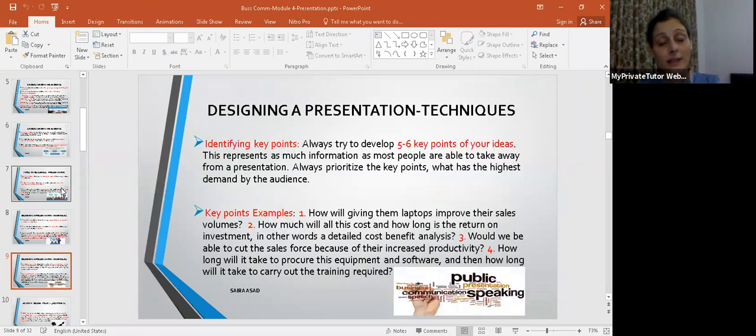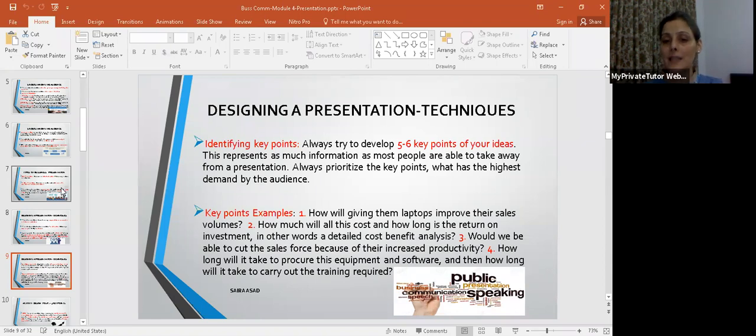Another point, the key points. Always try to develop 5 to 6 key points of your ideas. You should know what the exact key points of your idea are, what the main objectives are, 5 or 6, not many, many. Combine them into 5 or 6 because you have to focus. If there are too many, it is difficult for the audience to retain them, and you will not be able to enforce your main idea again and again. This represents as much information as most people are able to take away from a presentation.